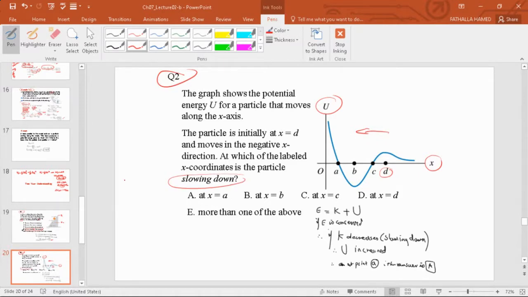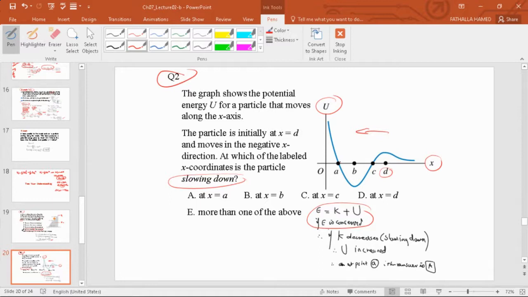Now, you know that you have a conservative force, so your energy is conserved, potential plus kinetic. So at any point, if the potential increases, the kinetic decreases. If the potential decreases, the kinetic is going to increase. Now they ask us about slowing down. Slowing down means the speed is lower, which means lower kinetic energy. So I look for a situation where the kinetic energy is decreasing, meaning that the potential energy is going to be increasing.